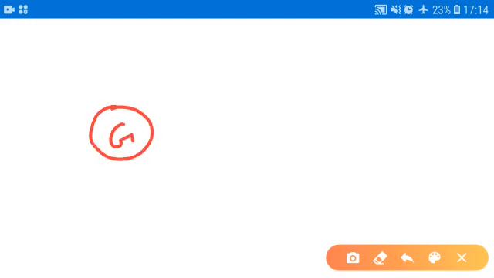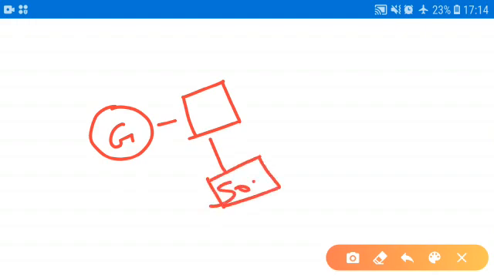Now, it is being said by the person, and that person is pointing to Gauri. What is being said? The son of her only brother. Her only brother means this is Gauri. Let me denote it by G. Her only brother will be like this. And the son of her only brother, this will be the son. And he is the brother of my wife.